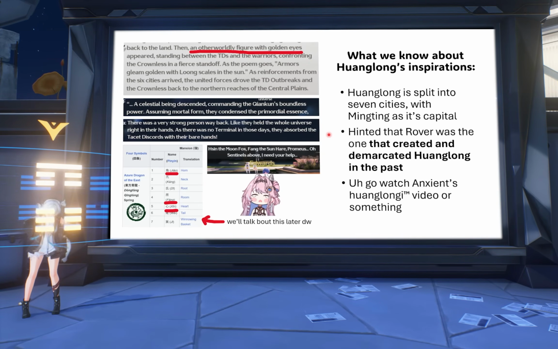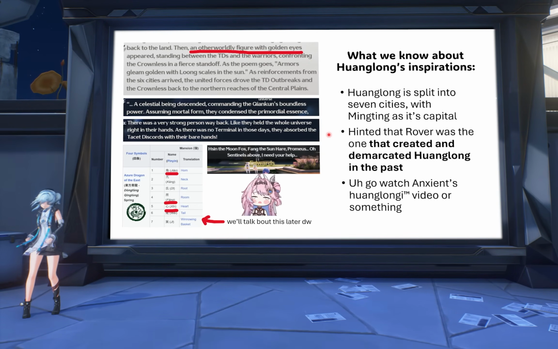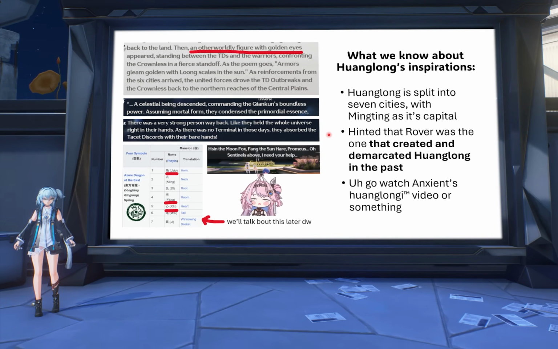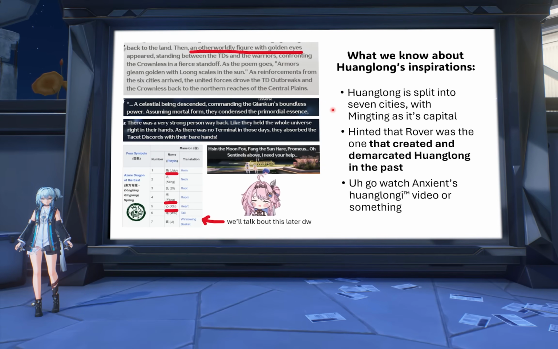But first things first, we need to talk a little bit about Huanglong's inspiration in general, the whole region, not just the isolated cities. We know, for example, and this should be common knowledge already, that Huanglong is split into 7 cities with Mingting as its capital, and it's also been quite hinted at recently that Rover was the one that created and demarcated Huanglong in the past, splitting it into 7 parts.